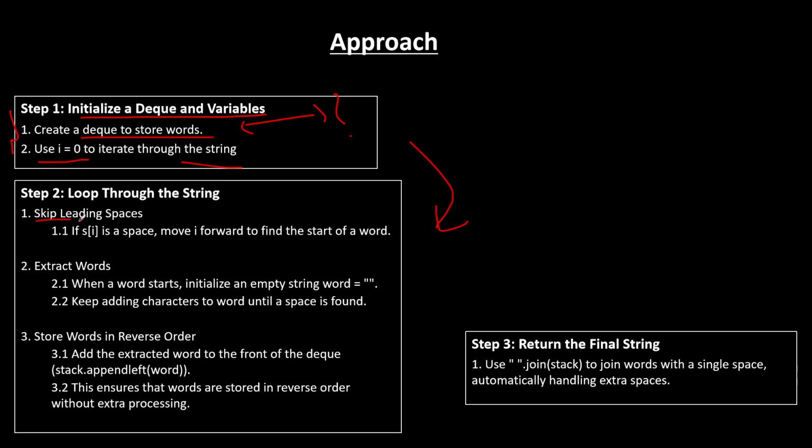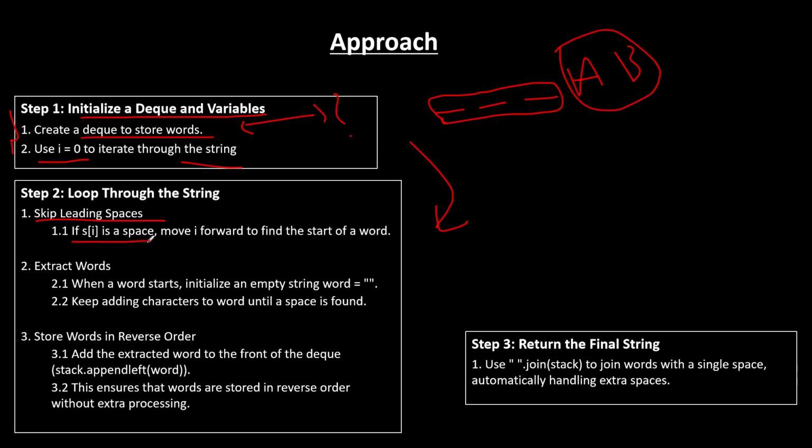If there are any leading spaces, we have to skip them, right? If there are some leading spaces and then there is a word, we have to skip these spaces. We don't want this. We want the word from here. For that, if s of i is equal to an empty space, we will just do i plus plus. That's right. Find the first character of the word.